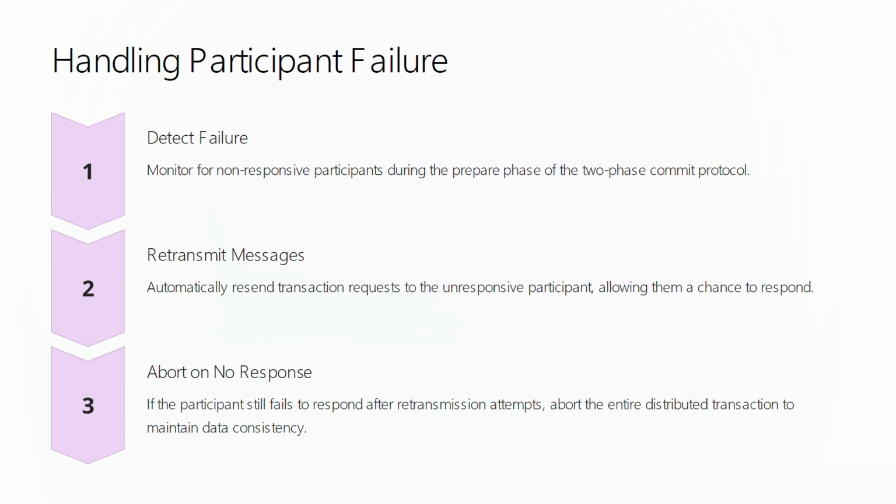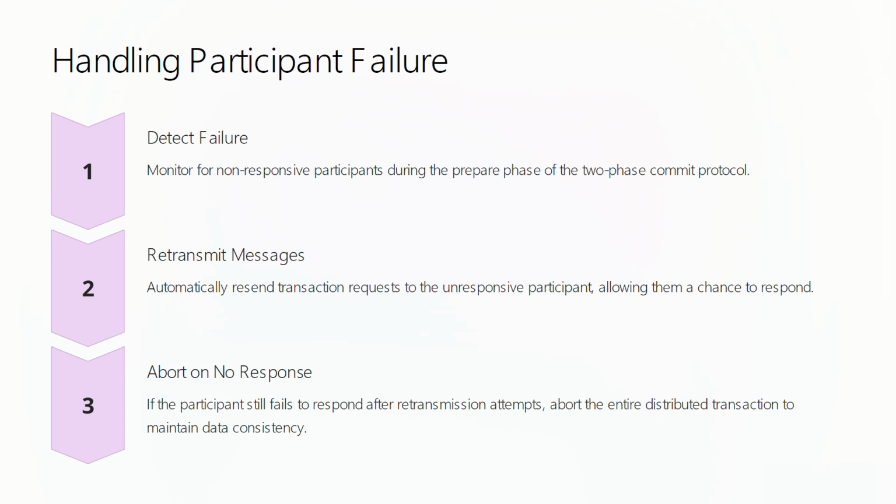In some systems, participants log each stage of the transaction. So if a participant does recover, it can check its log to determine if it was in the middle of a transaction and rejoin or abort accordingly. By implementing retransmission attempts and timeouts, we add robustness to 2PC.